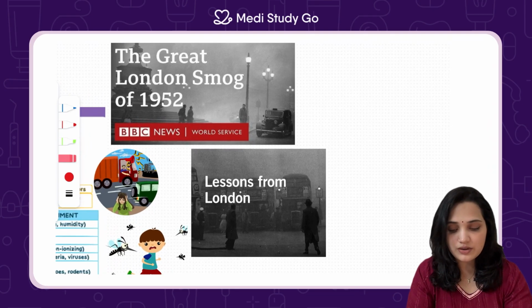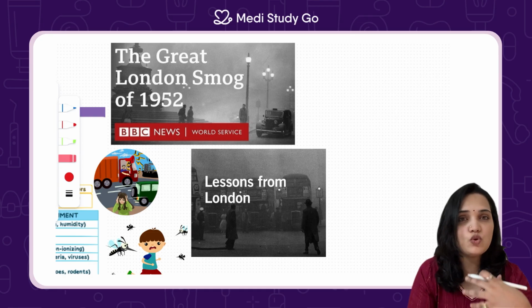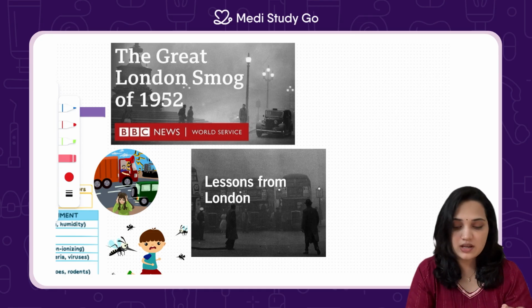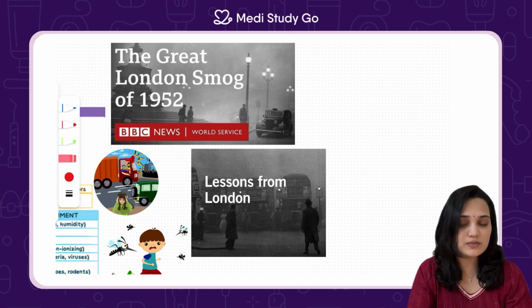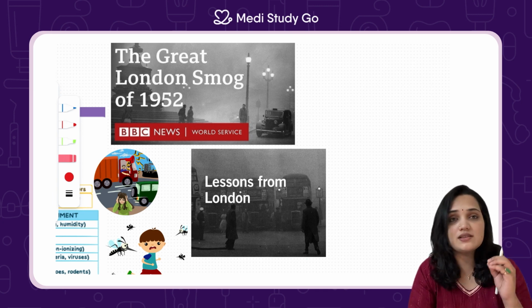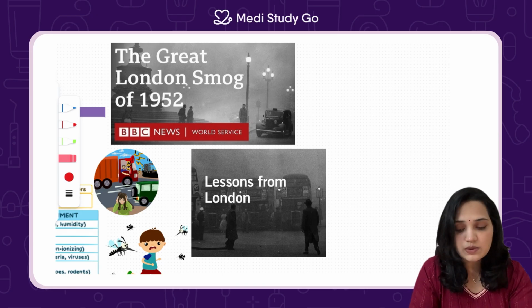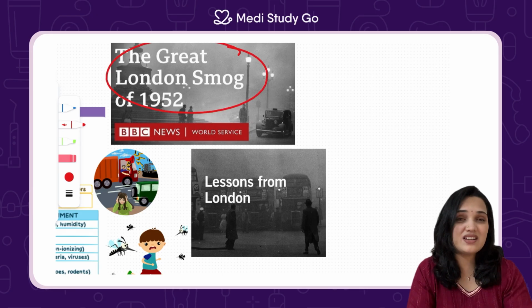People could barely see a few meters ahead, and hospitals quickly filled up with patients suffering from severe breathing problems. And within just a few days, more than 4,000 people died. This was known as the Great London Smog.